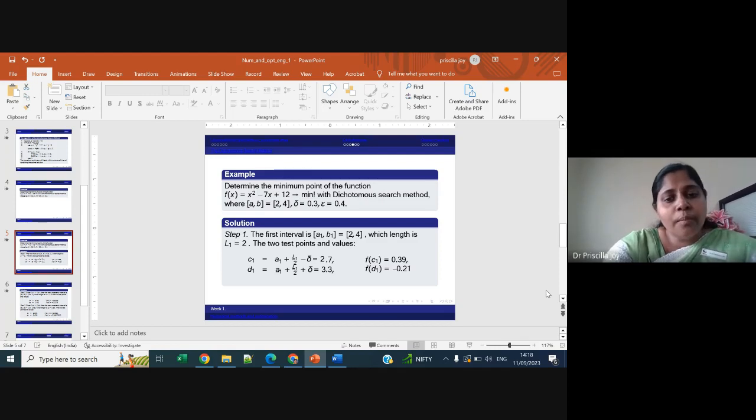A is 2, B is 4, the delta value which is given is 0.3, and the epsilon value which is given is 0.4. So the first interval A1 comma B1 is 2 comma 4, where the length L1 is 2. So we will be getting with the values which are here. That is the first value, A1, we will be considering here.